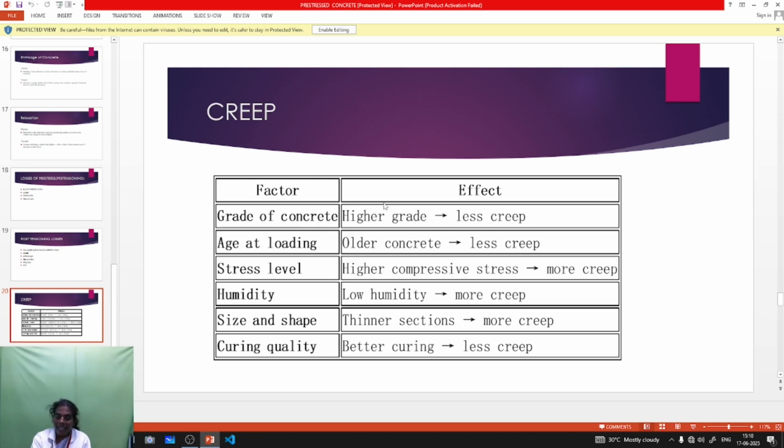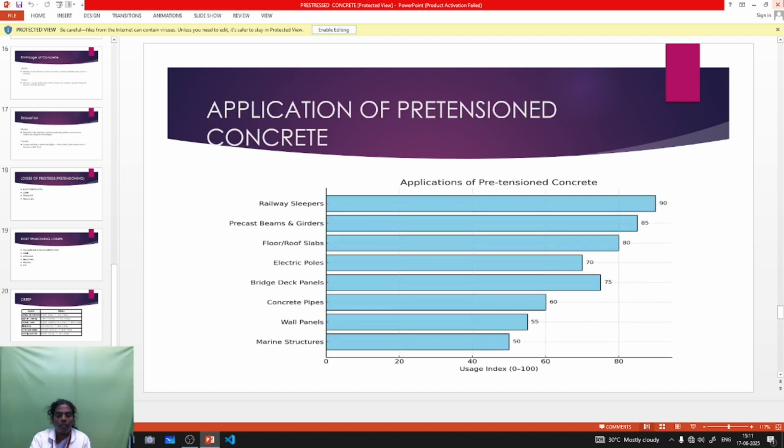Using a higher grade, the creep is less. The minimum grade for pre-stressed concrete is M30. So using a higher grade means less creep occurs. Then age at loading: older concrete means less creep. The stress level: high compressive stress means more creep. Humidity: low humidity means more creep. Size and shape: a thinner beam section has more creep. Curing quality: better curing means less creep. This is also common for RCC concrete.